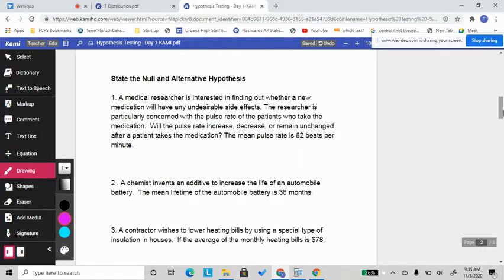Okay, so a medical researcher, we're going to state the Ho and the Ha. And then we're going to draw the curve and shade it appropriately. So we're going to practice on these first two steps. A medical researcher is interested in finding out whether a new medication will have any undesirable side effects. The researcher is particularly concerned with the pulse rate of the patients who take the medication. Will the pulse rate increase, decrease, or remain unchanged? All right, so the mean pulse rate right now is 82 beats per minute for this group of people. So that means our mu right now is equal to 82.